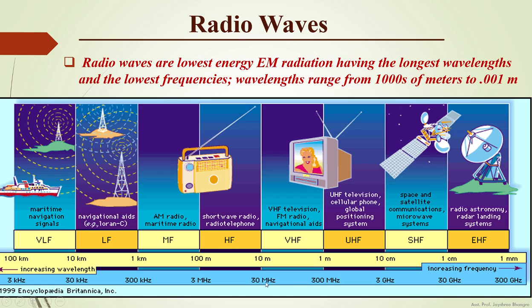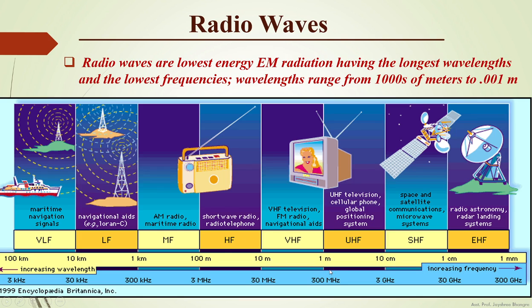Then frequencies from 30 megahertz to 300 megahertz are the very high frequencies. They are used for television, FM radio and navigation aids. Here the wavelengths are also given. The wavelengths for VHF are 10 meters to 1 meter.